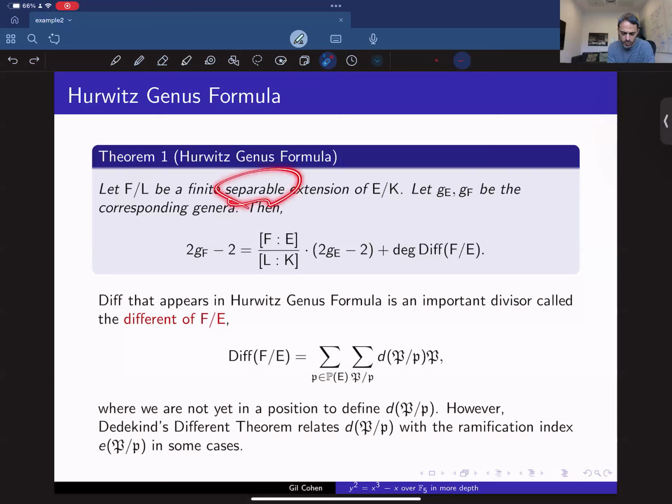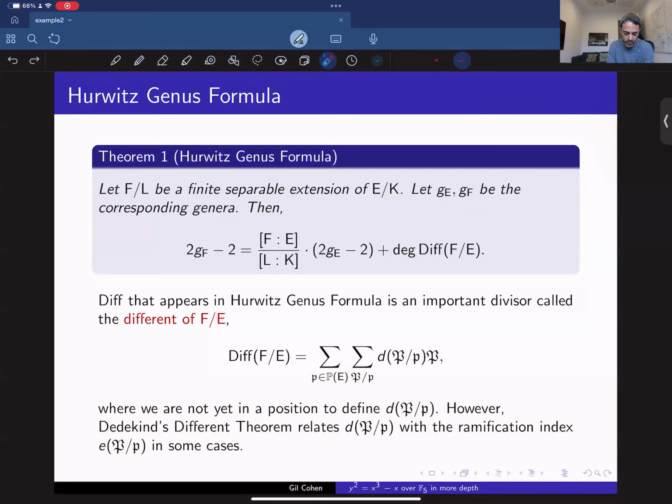Again, I'll remind you what exactly separability means and so forth for the rest of the course, but trust me that all of the function fields that we are considering are splitting fields of separable polynomials, so these are separable extensions. And anyhow, let's assume that the genus of the lower function field is denoted by g_E, and of the higher function field is g_F. So these are the genera. It turns out that the relation between them is as follows.